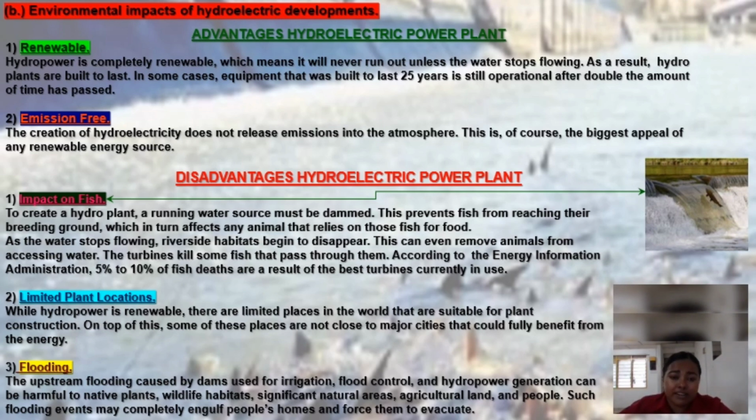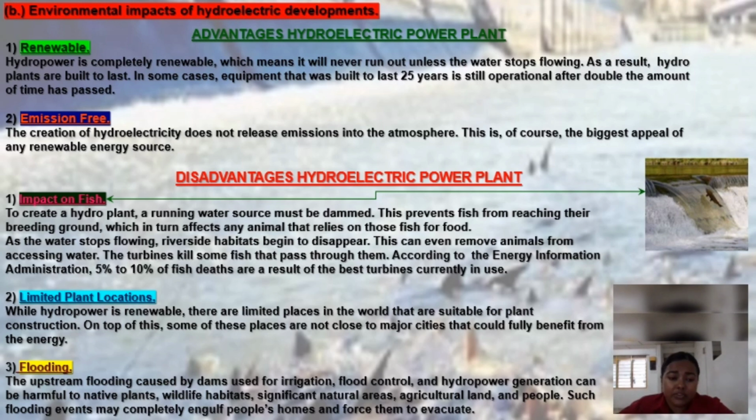Now we are going to see the disadvantages of hydroelectric power plants, which are the impacts. First is impact on fish. To create a hydro plant, a running water source must be dammed. This prevents fish from reaching their breeding ground, which in turn affects any animal that relies on those fish for food. As the water stops flowing, riverside habitats begin to disappear. This can even stop animals from accessing water. The turbines kill some fish that pass through them. According to the Energy Information Administration, 5% to 10% of fish deaths are a result of the best turbines currently in use.